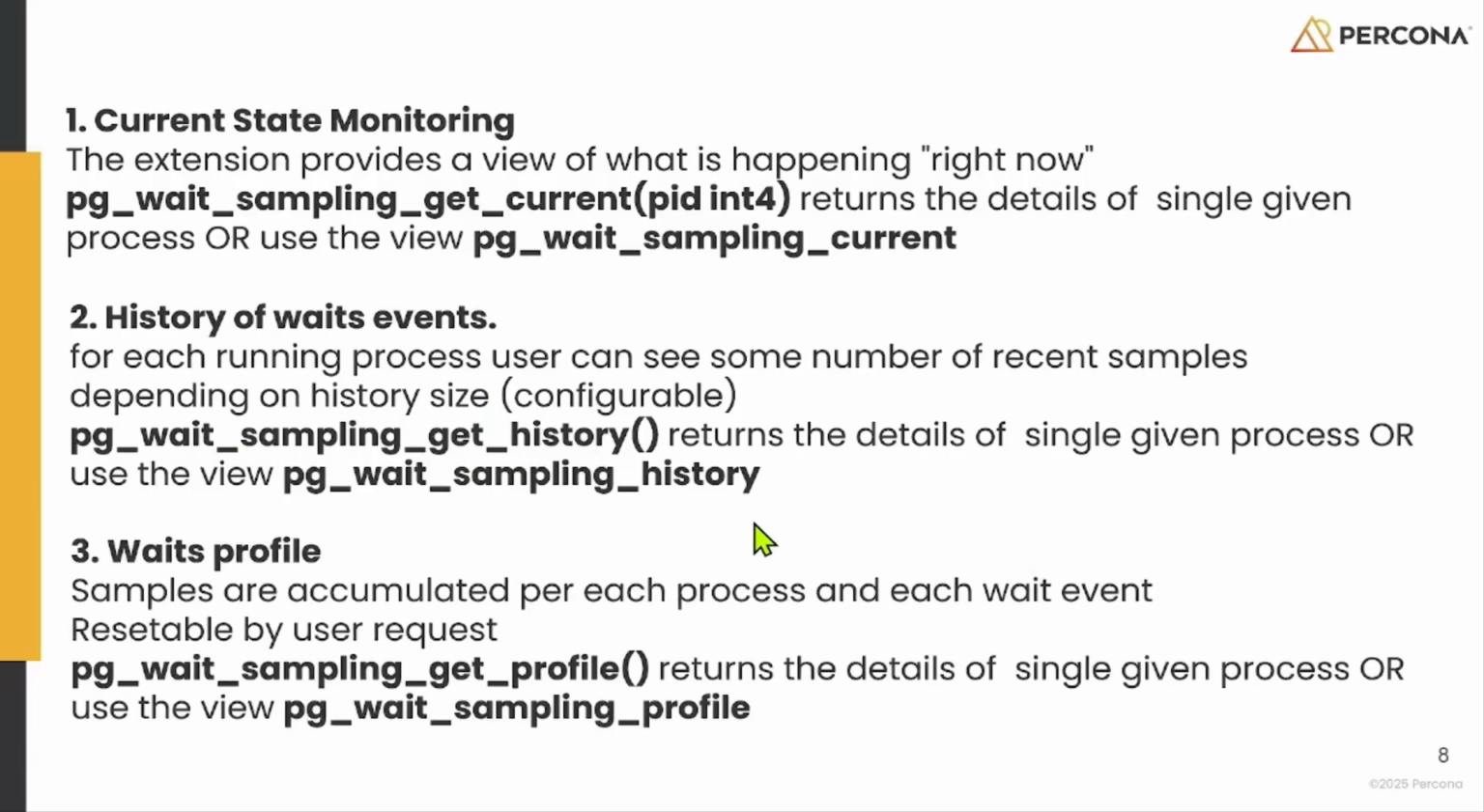And the third is the wait event profile. Samples are accumulated per each process and each wait event. So it's summary information, and this is an internal in-memory hash table. So there will be slightly more history information stored than in the history wait events. And this hash table is resettable. It also provides a function as well as a view.